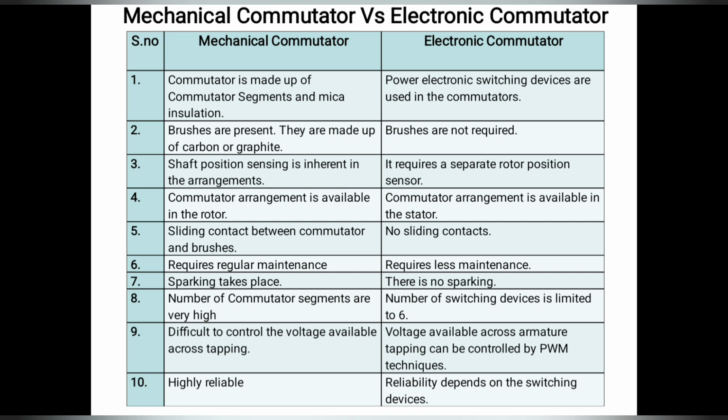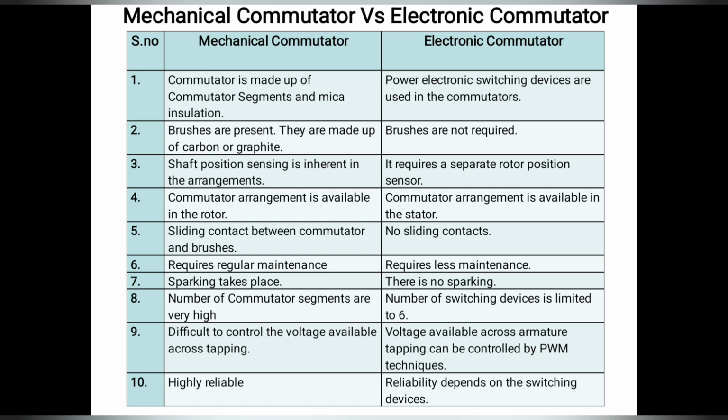In a mechanical commutator, shaft position sensing is inherent in the arrangement, but in an electronic commutator, it requires a separate rotor position sensing. In a mechanical commutator, the commutator arrangement is available in the rotor. In an electronic commutator, the arrangement is available in the stator. That is the electronic commutator. In a mechanical commutator, sliding contact between commutator and brushes will be there. In an electronic commutator, there will be no such sliding contacts.